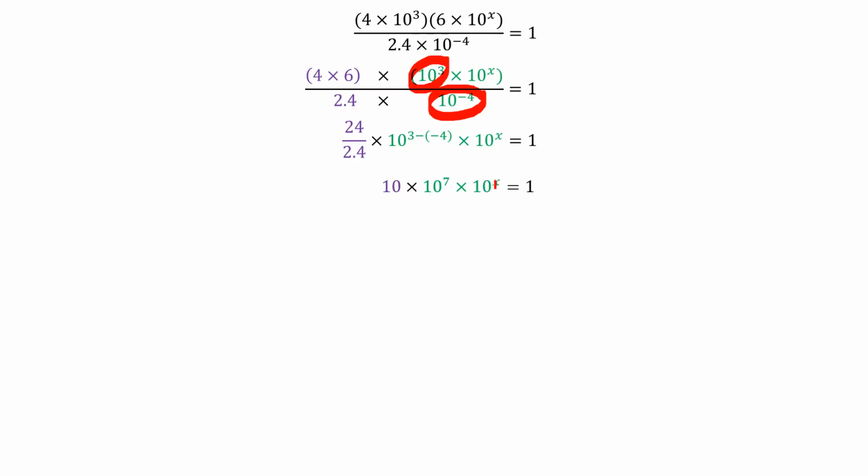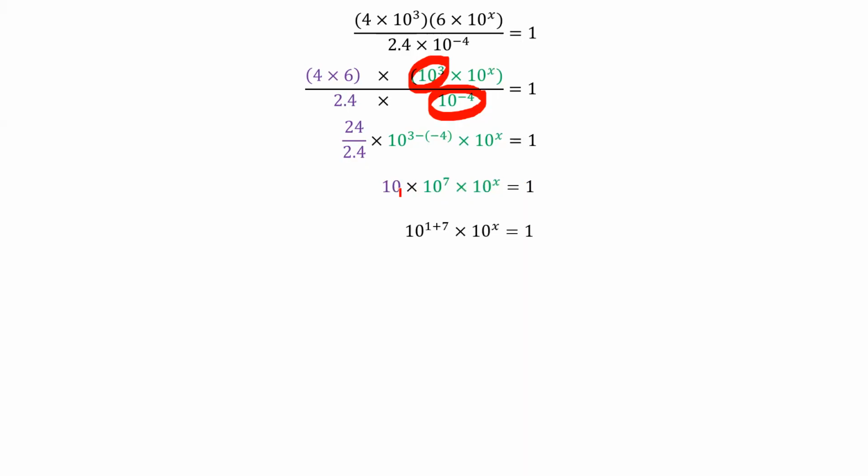We just put times 10 to the power of x here. And 24 divided by 2.4 is just 10. So what we have so far is 10 times 10 to the 7 times 10 to the x. Okay, so let's combine these. What is 10 to the power of 1 times 10 to the power of 7? Well, we could add the powers because if you're multiplying the same base, so if you have two things that have the same base, you could add the powers if you're multiplying them.